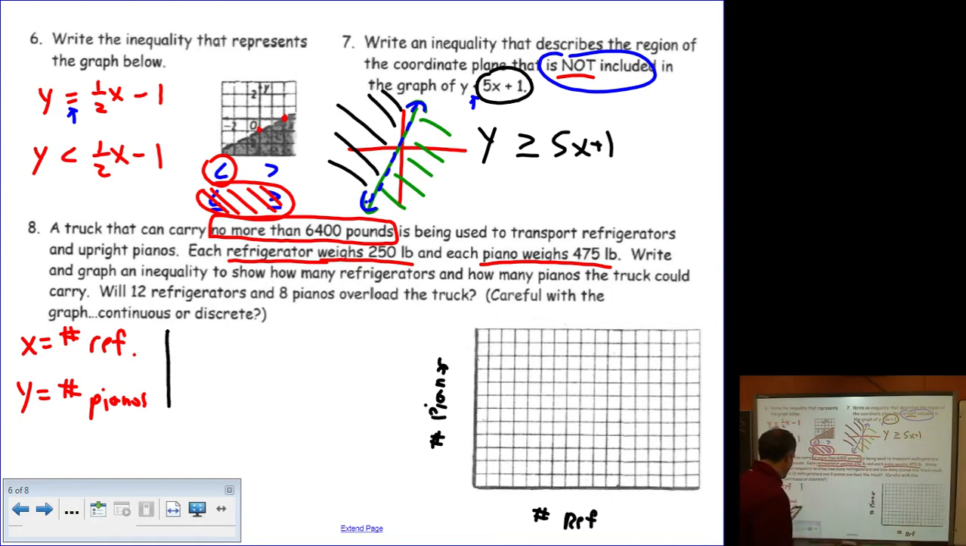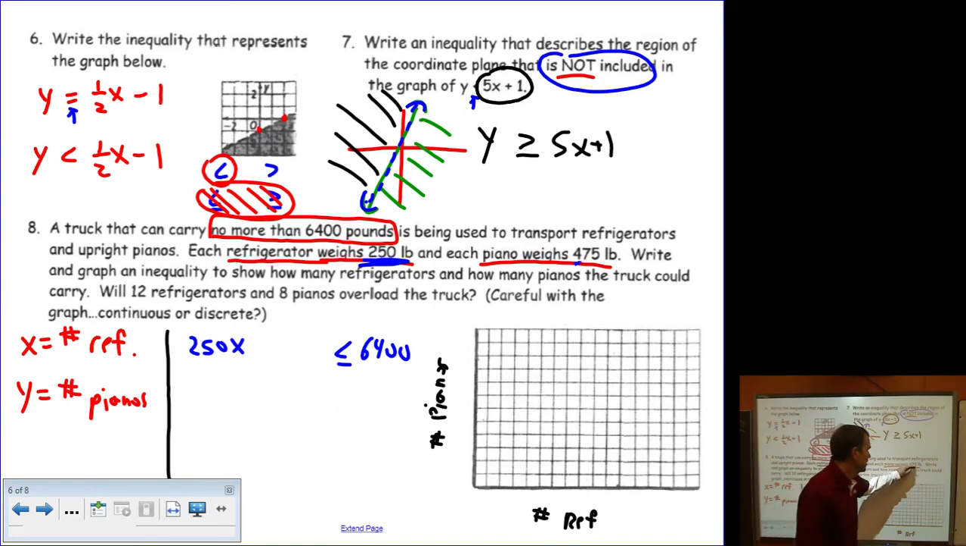And I want to go ahead and write an inequality. My inequality, let's see. Well, I know the truck can carry less than or equal to 6,400 pounds. The refrigerators weigh 250 pounds each, and I've got x of them, so 250 times x would be the weight of the refrigerators.